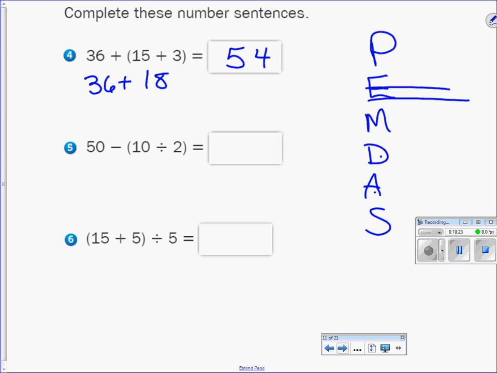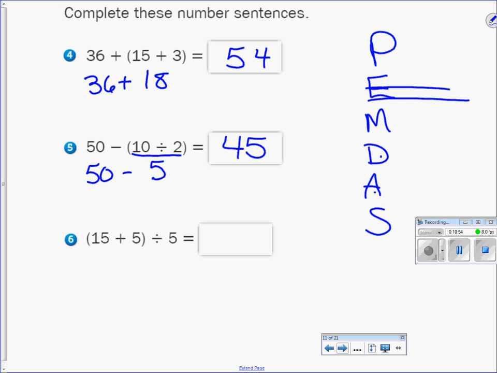All right, let's go down to my next one. On my next one, it is 50 minus 10 divided by 2. So 50 minus 10 divided by 2. I have parentheses, so I'm going to do 10 divided by 2, which is 5. And 50 minus 5 gives me 45.